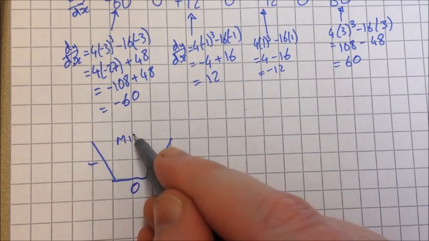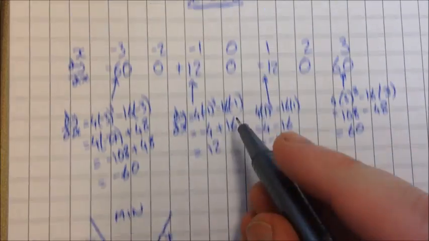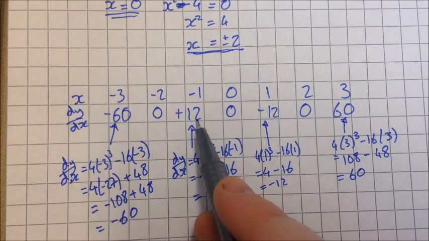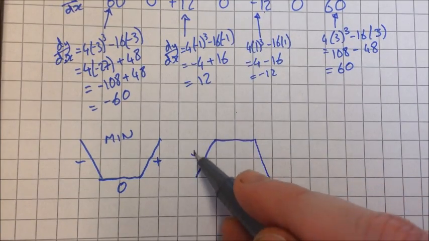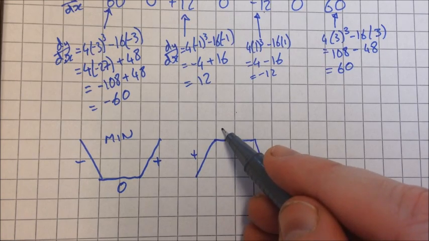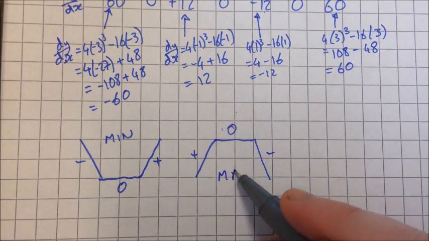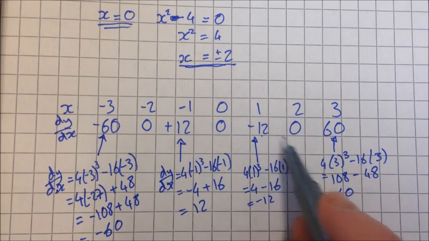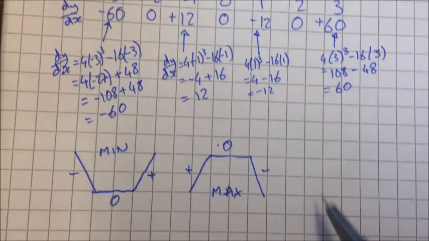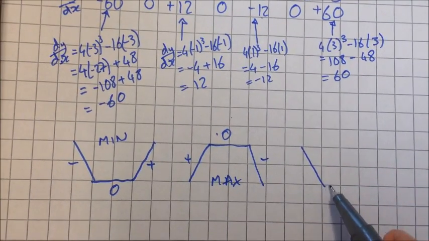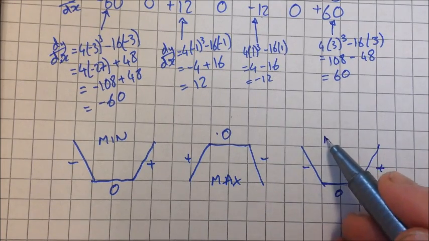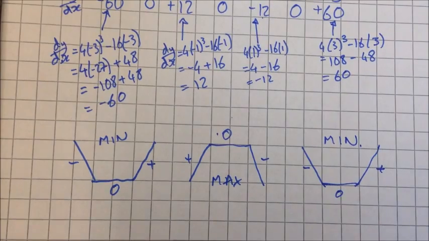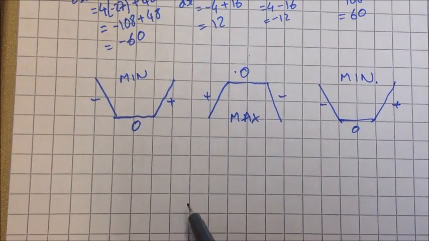So that is a minimum point for -2. Second 3 points, positive, 0, negative. Positive, 0, negative. So that's a maximum point. And last 3 points, negative, 0, positive, so that is a minimum. So now we need to find our 3 coordinates.